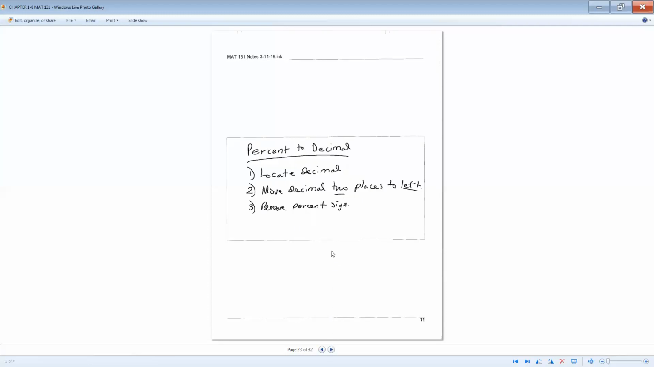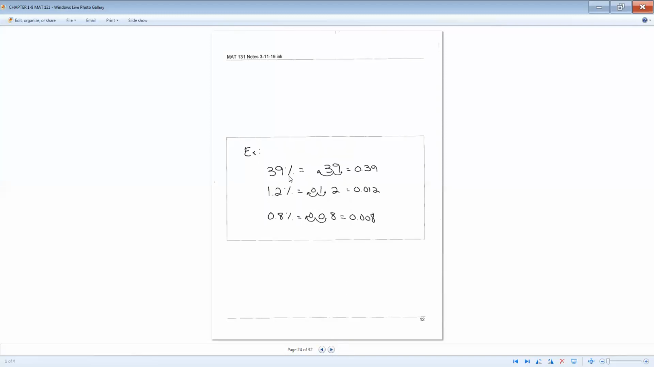Percent to decimal: you locate the decimal, move your decimal 2 places to the left, and then remove the percent sign. So if I have 39%, move it 2 to the left, that's 0.39. If I have 1.2%, move it 2 to the left, 0.012. Once again, use zeros as placeholders. Then 0.8%, 2 to the left, would be 0.008.